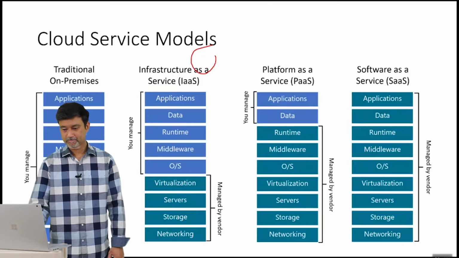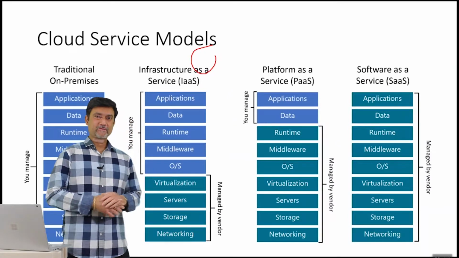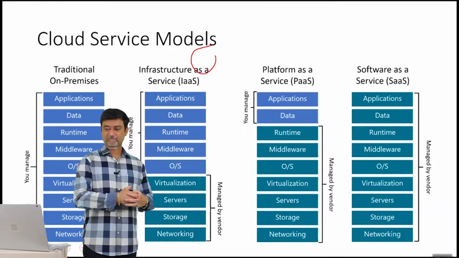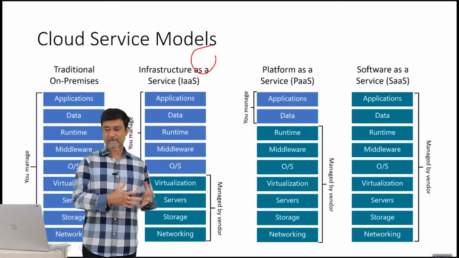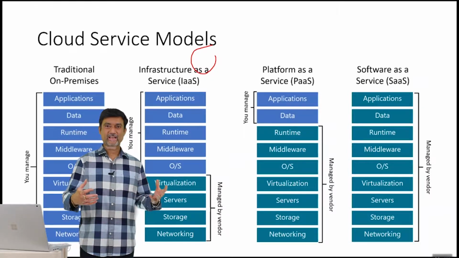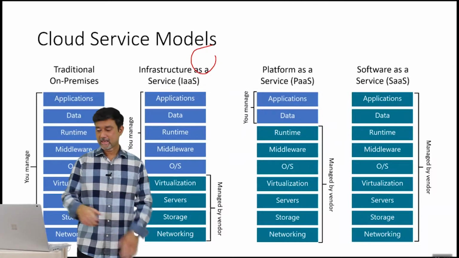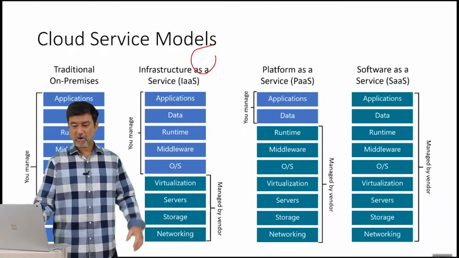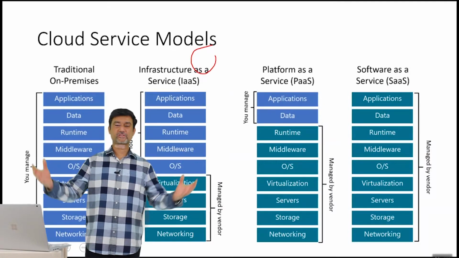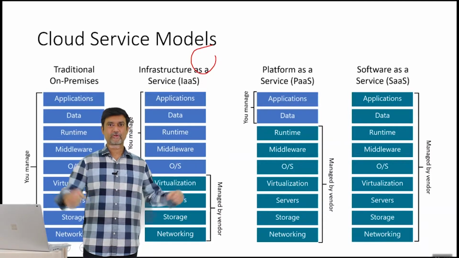So this is one of my favorite slides that shows the models: what is on-prem, what is IaaS, what is PaaS, and what is SaaS. The biggest thing is that on-prem you do everything. You have the data center, you have the servers, you have the load balancers, you have everything. You have the network plug, everything.